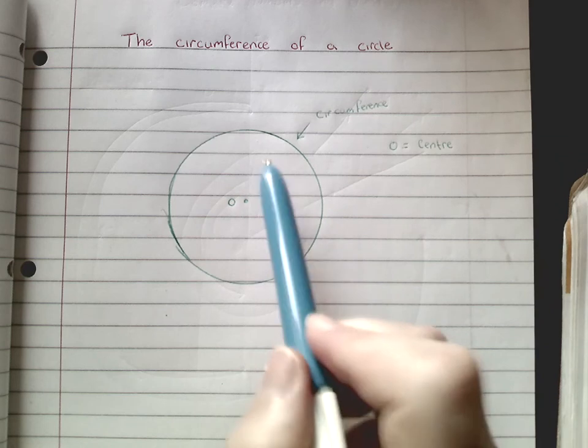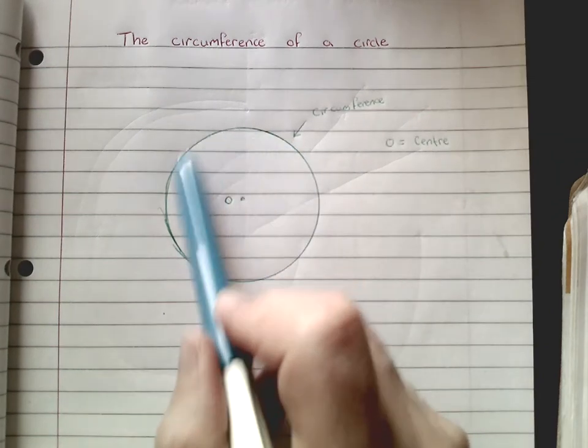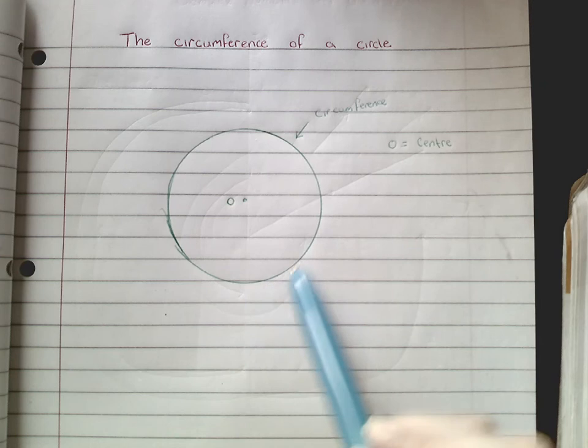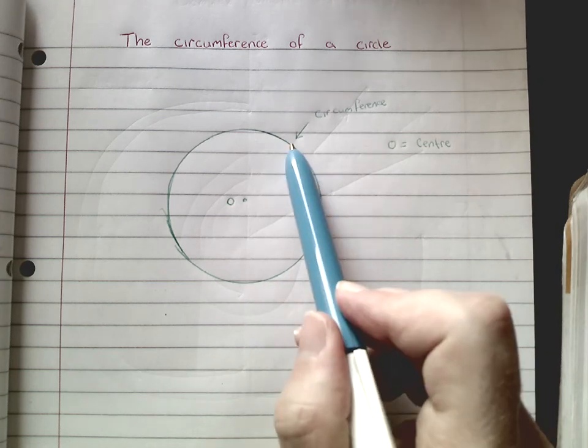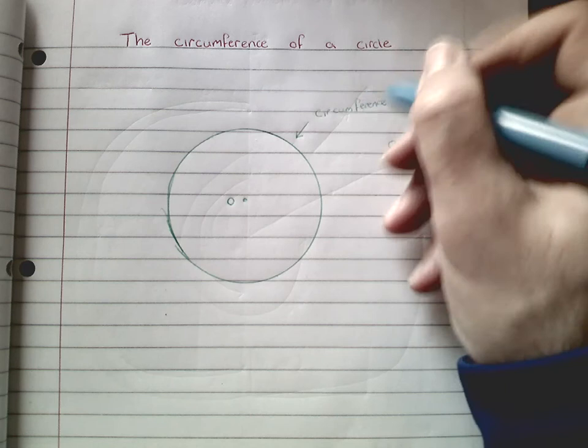So basically, if you were to, let's say, start here and walk all the way around this boundary, the whole way right around back to here, that distance that you walk around is what's known as the circumference of the circle.